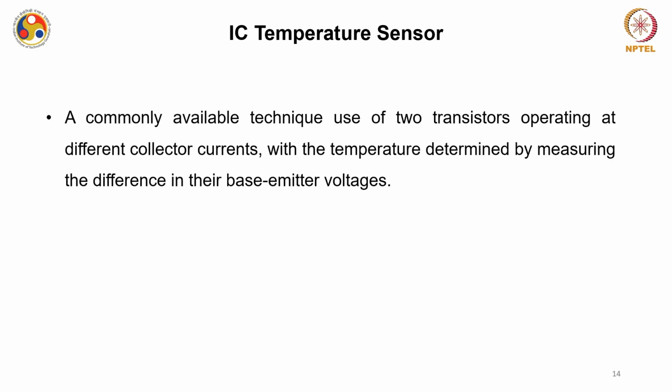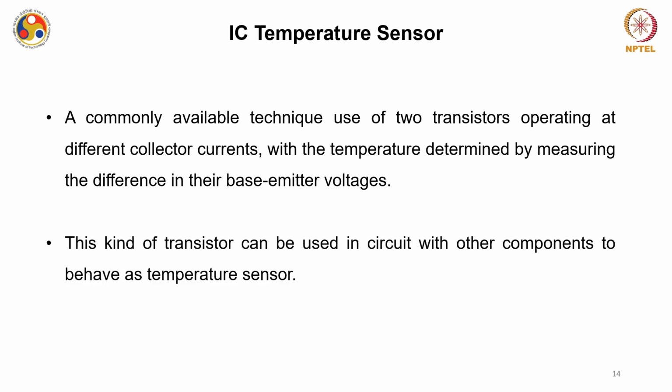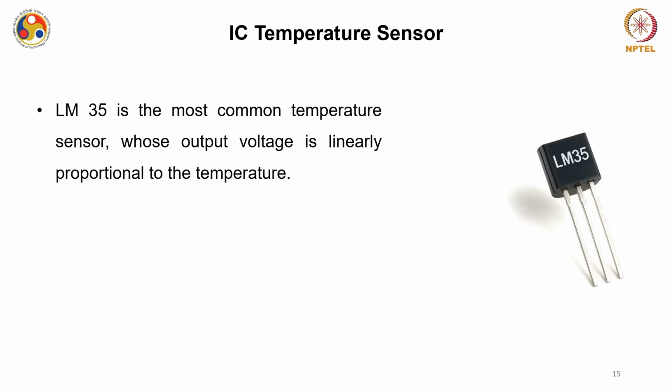A commonly available technique uses two transistors operating at different collector currents, with the temperature determined by measuring the difference in their base emitter voltages. This kind of transistor can be used in a circuit with other components to behave as a temperature sensor. The IC temperature sensor is very crucial, and mostly they are inspired by these transistor based devices.